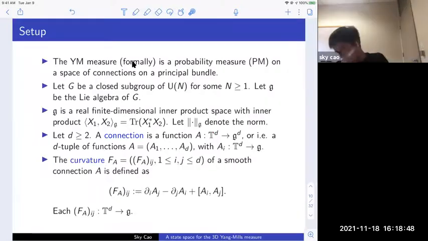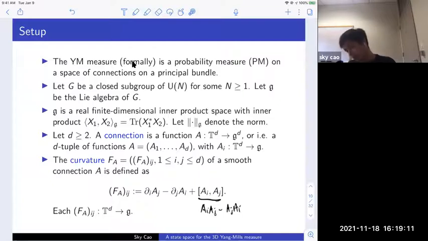Okay, so now, given a connection, we can define this thing called the curvature of a connection, which is this matrix of functions. The ijth component function of the curvature is defined as partial_i A_j minus partial_j A_i plus the commutator of A_i and A_j. As usual, this is the matrix commutator, so A_i A_j minus A_j A_i.